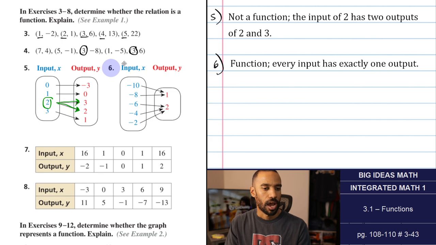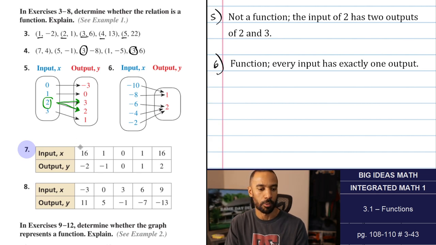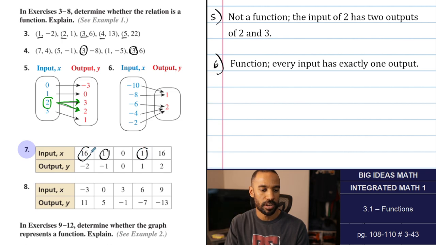All right, numbers 7 and 8 are tables, which can be thought of like ordered pairs, less like mapping diagrams, more like ordered pairs, because you're tying exactly input to output. So you're trying to ask yourself, did X ever repeat and have different Y values? Here's a repeat on X of 1. Here's a repeat of X on 16. As 16s repeat, we have different Y values of negative 2 and 2. As these repeat right here, you have different Y values of negative 1 and 1.